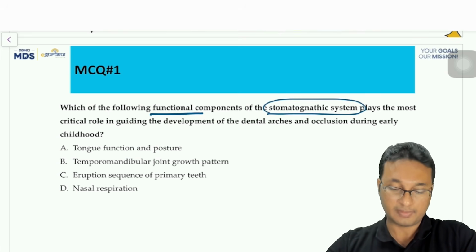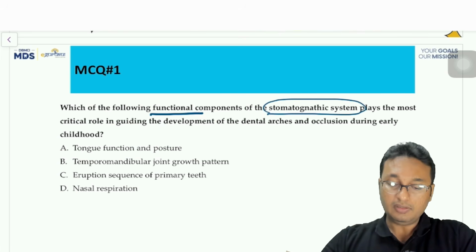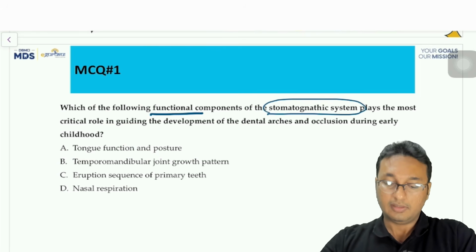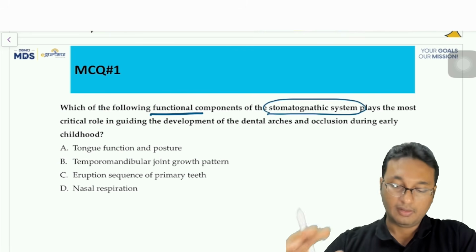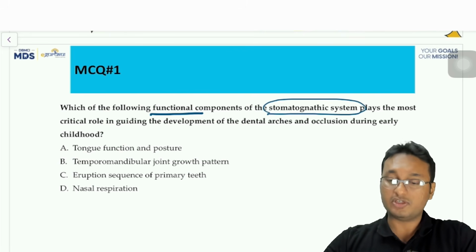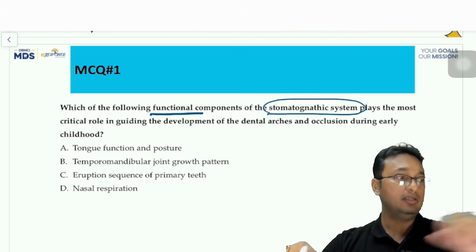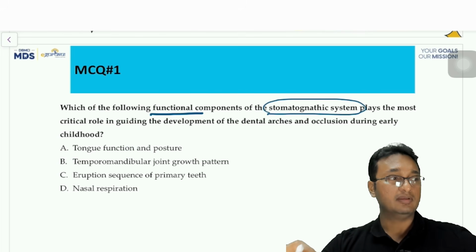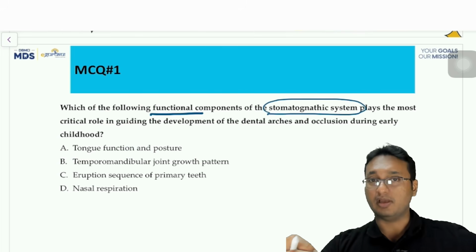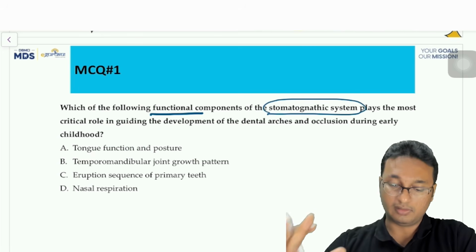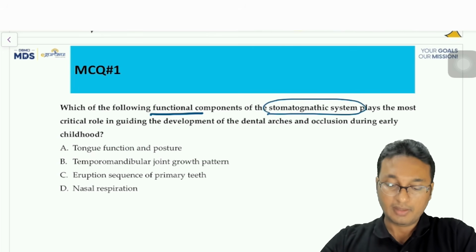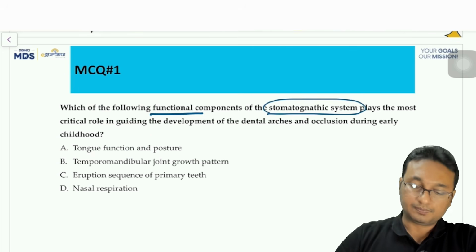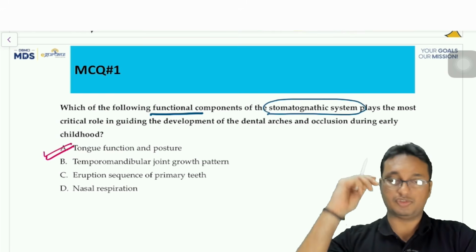First option, tongue function and posture; temporomandibular joint growth pattern; eruption sequence of primary teeth; and nasal respiration. So I think it's a very basic question. It can be answered just by common sense, because quite many theories are based on this particular functional component. So the correct answer will be tongue function and posture.